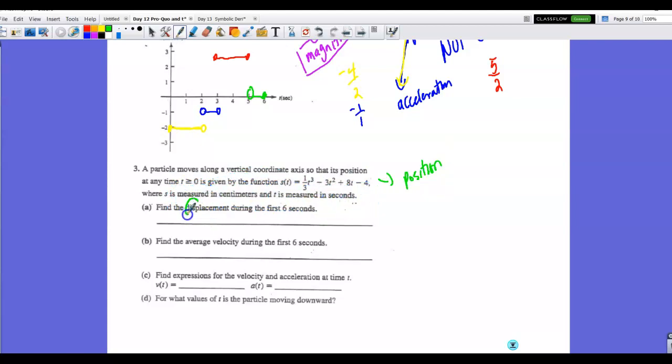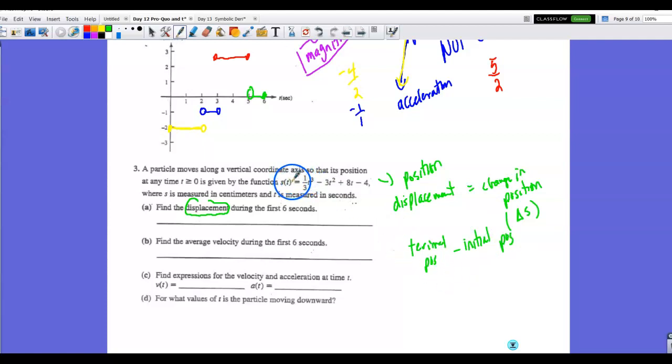I want the displacement of the particle during the first 6 seconds. The definition of displacement, which is not necessarily the same thing as distance, is change in position. That is the definition. So we go to the definition to figure out what to do. Change in position can be written as delta S. So it's not a slope, or we can think of it as terminal position minus initial position.